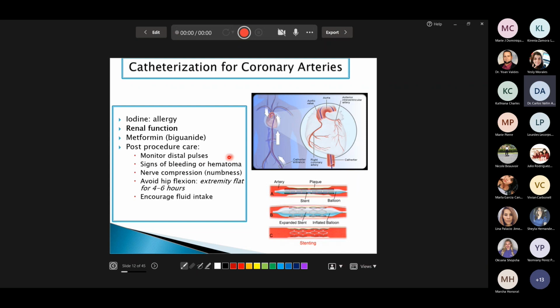At the side of this artery is the nerve that gives the sensation of the leg. So any compression of the nerve is going to manifest as numbness and tingling, okay, that needs to be reported. The patient needs to be resting for several hours after the catheterism to prevent bleeding in the groin. And you need to encourage fluid intake to promote the elimination of the iodine.